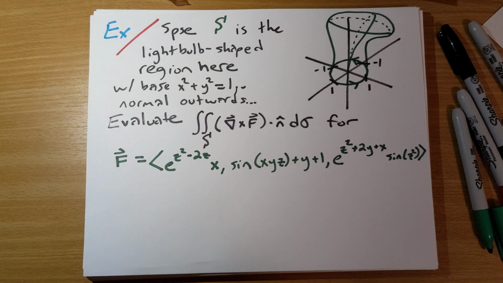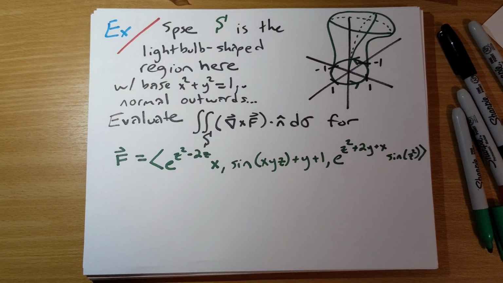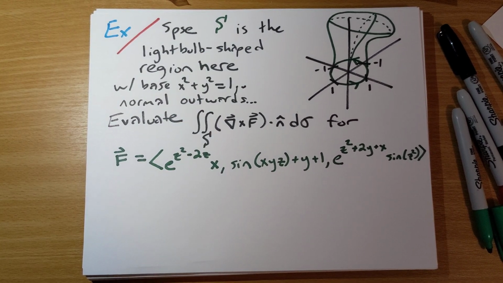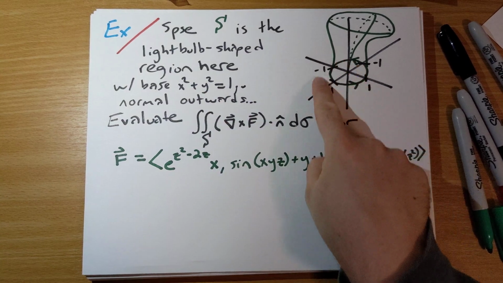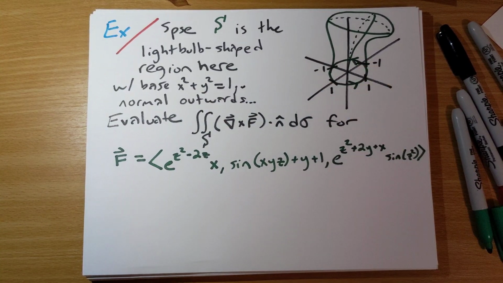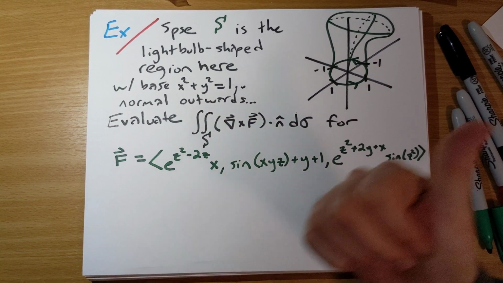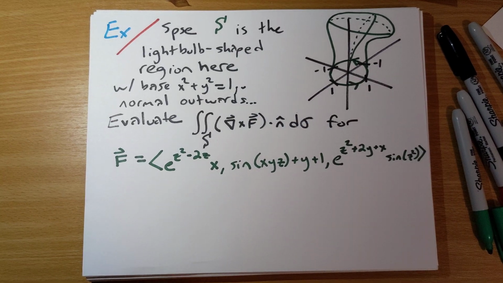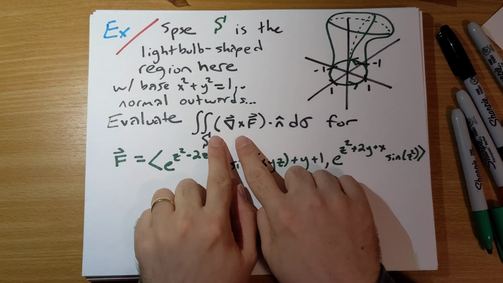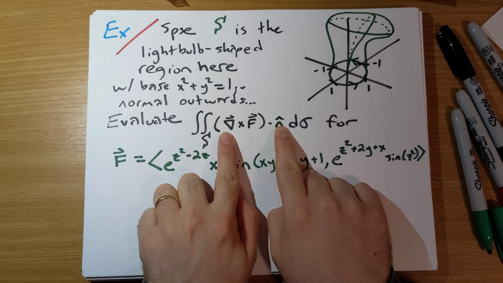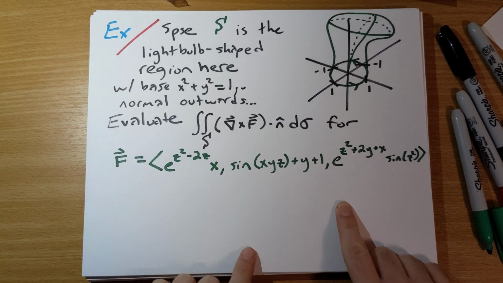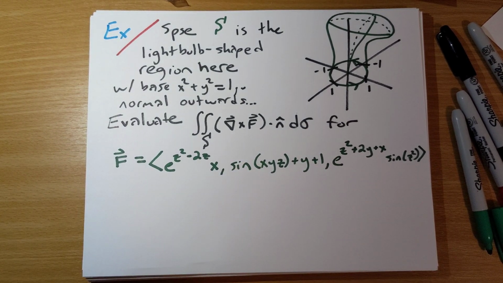Maybe a little bit less silly than the last example, but still in the same spirit here. Maybe you think it's more silly. Suppose S is the light bulb shaped region here, with base x squared plus y squared equals 1 in the xy plane. Normal oriented outwards here. Evaluate the double integral of the curl of f dot n d sigma for this vector field here.